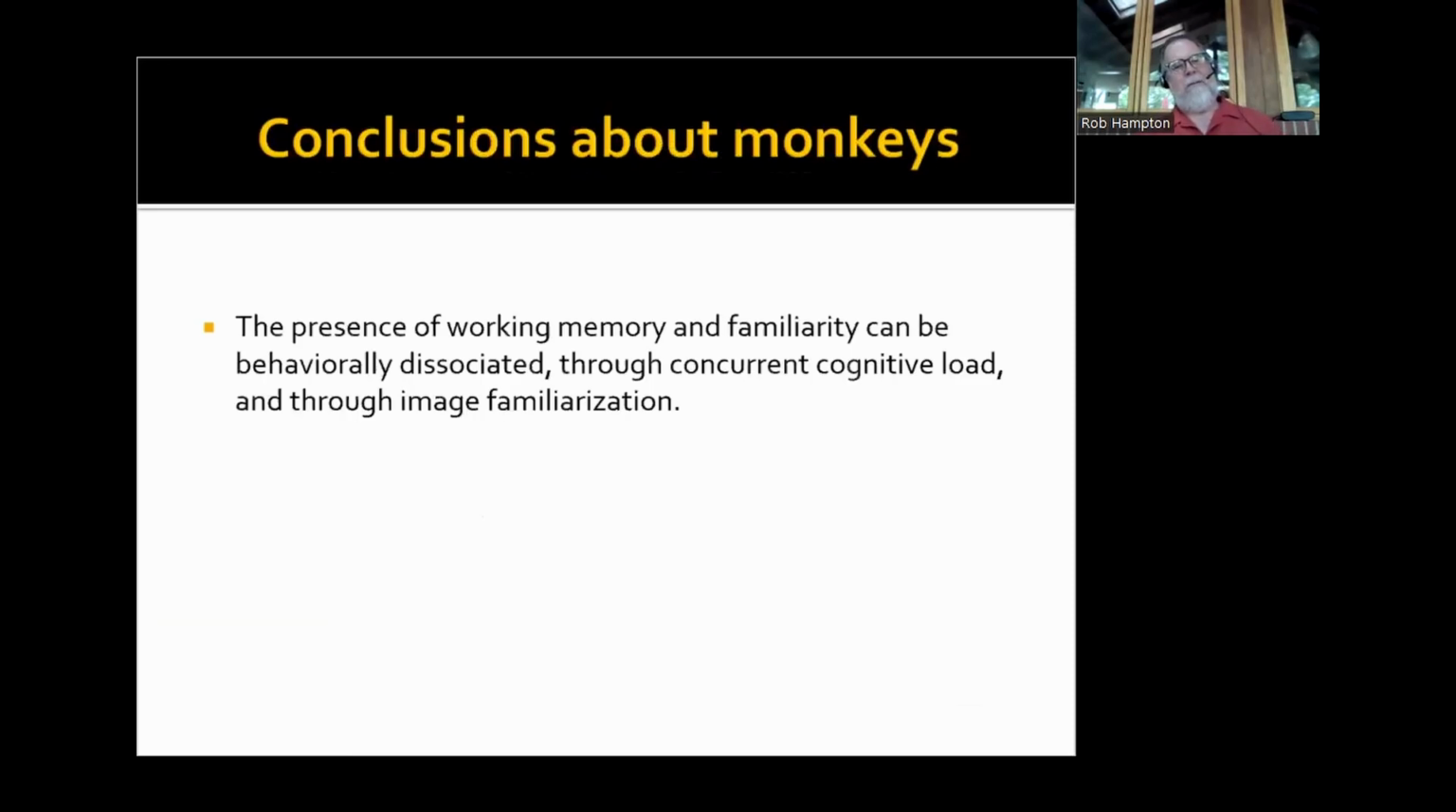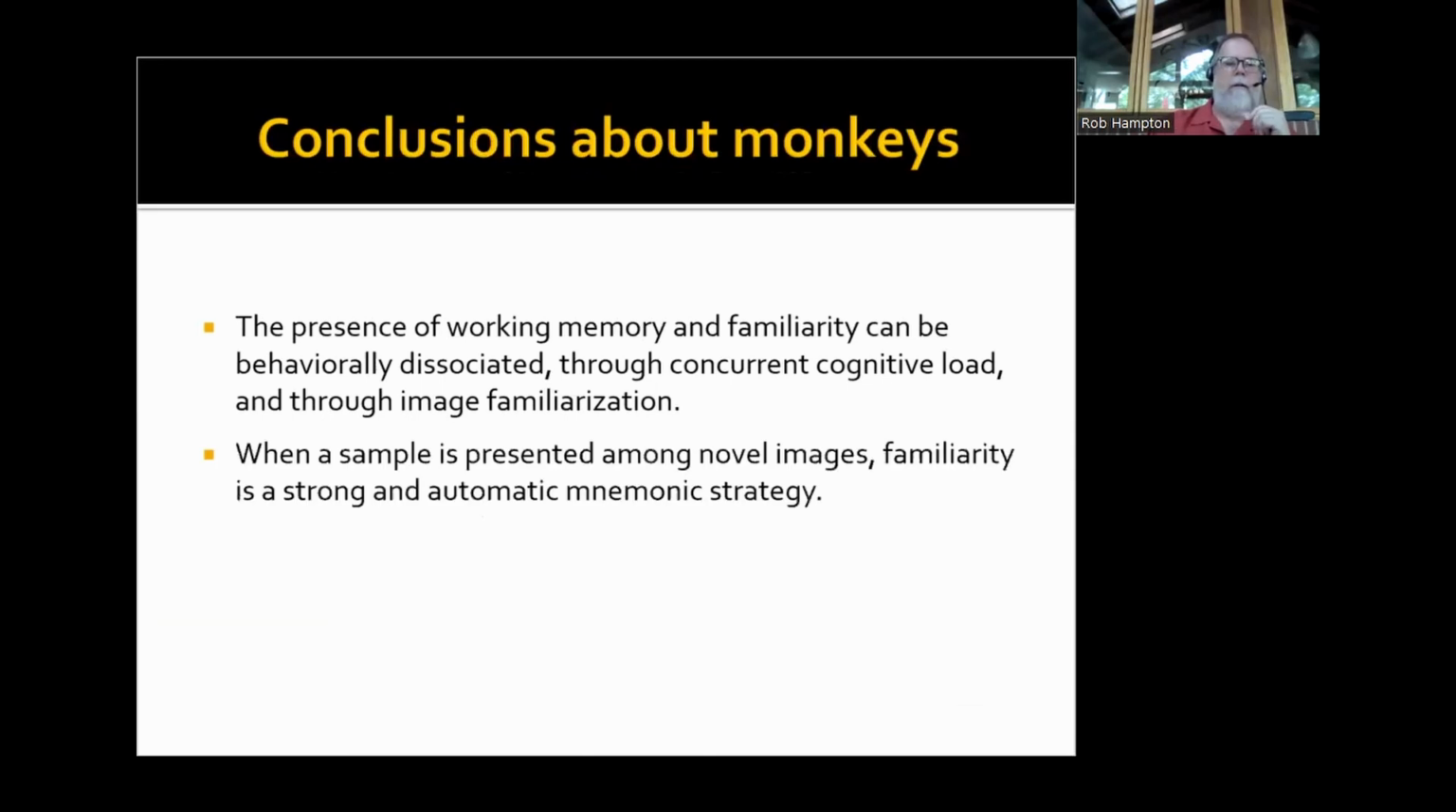The ones in monkeys, we know that there's both working memory and familiarity systems in the monkey, because we can dissociate them behaviorally. We can manipulate set size. We can manipulate concurrent cognition. We can use the directed paradigm, and we see these consistent patterns of difference in the use of those two memory systems. So we think they're there and they're distinct.